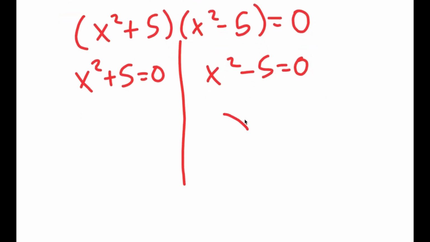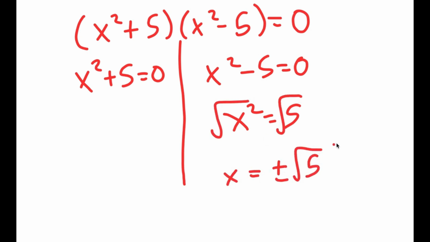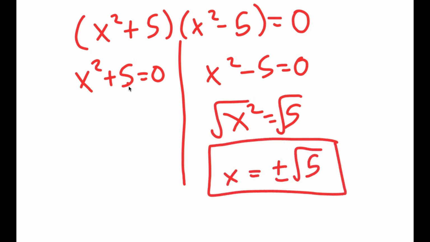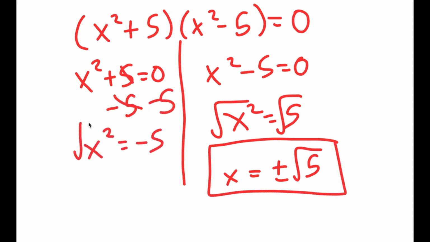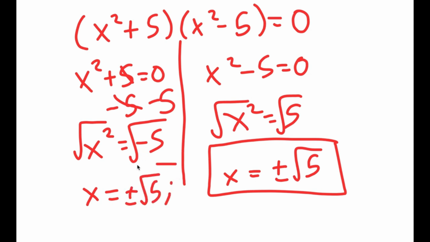So for x squared minus 5 equals 0, I get x squared equals 5. If I take the square root on both sides, I get x is equal to positive or negative square root of 5. Now for x squared plus 5 equals 0, I can subtract 5 on both sides. So I get x squared is equal to negative 5. If I take the square root, I get x is equal to the square root of negative 5, which is equal to the square root of 5 i. So these are my four solutions to this equation.